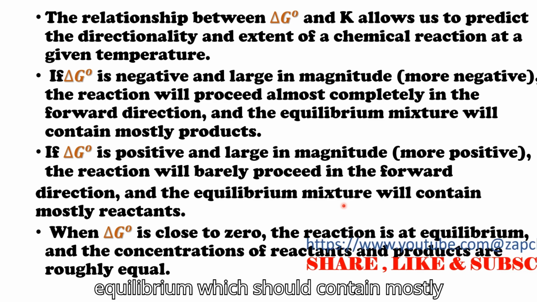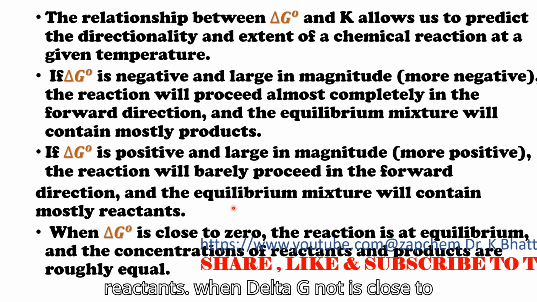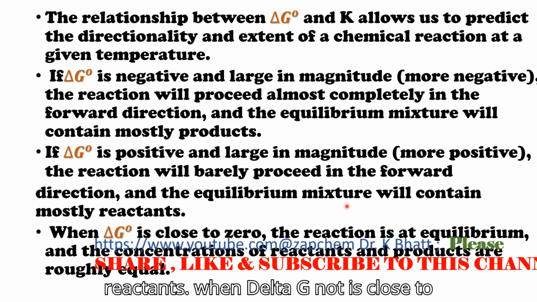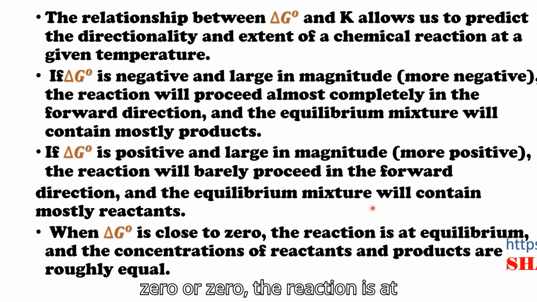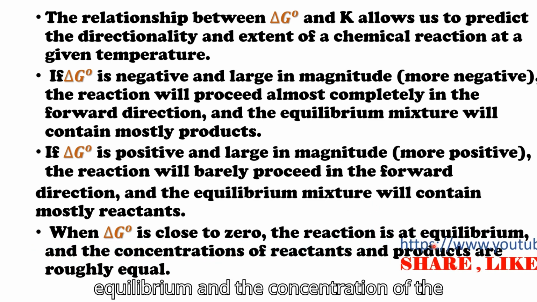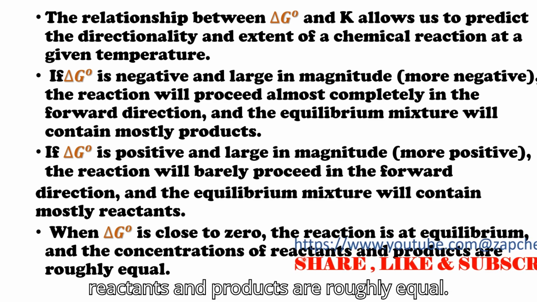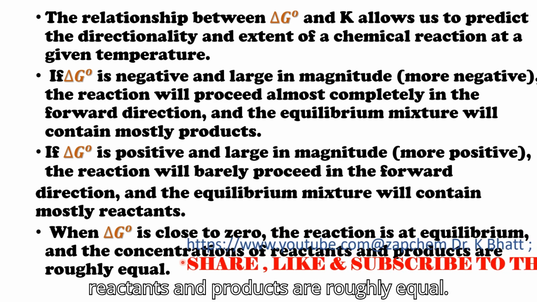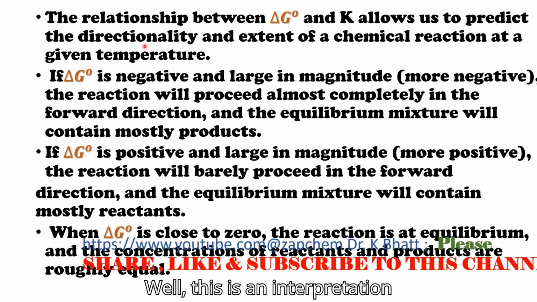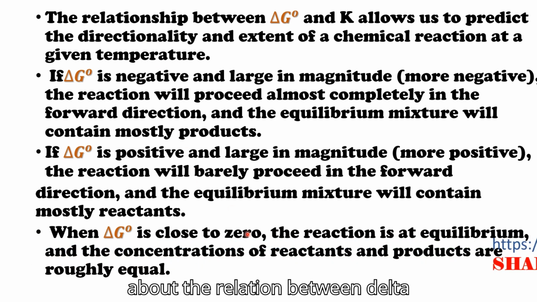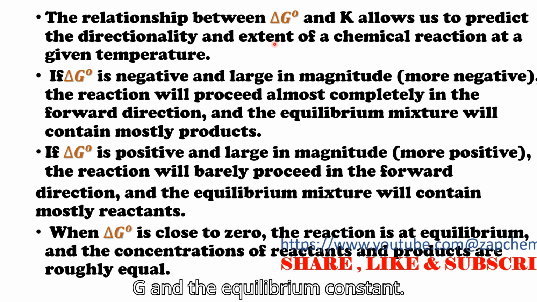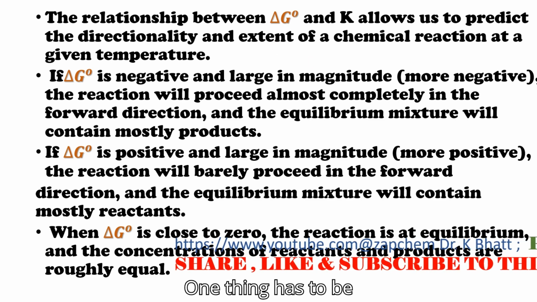So the equilibrium mixture will contain mostly reactants. When delta G is close to 0 or 0, the reaction is at equilibrium and the concentrations of the reactants and products are roughly equal. Well, this is an interpretation about the relation between delta G and the equilibrium constant.